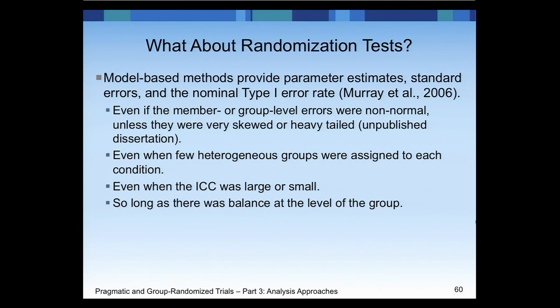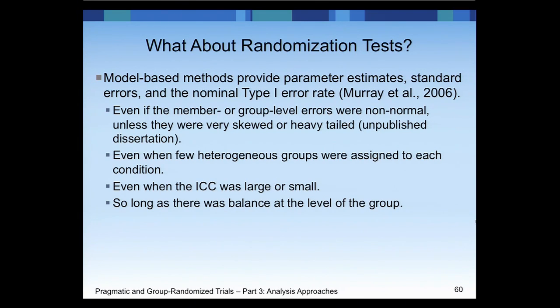The model-based methods, of course, do provide parameter estimates, standard errors, and confidence intervals, and they hold the nominal type 1 error rate, even if the member and group level errors are non-normal, unless they're very heavily skewed or heavy-tailed, even when there are a few heterogeneous groups assigned to each condition, whether the ICC is large or small, so long, again, as there is balance at the level of the group.